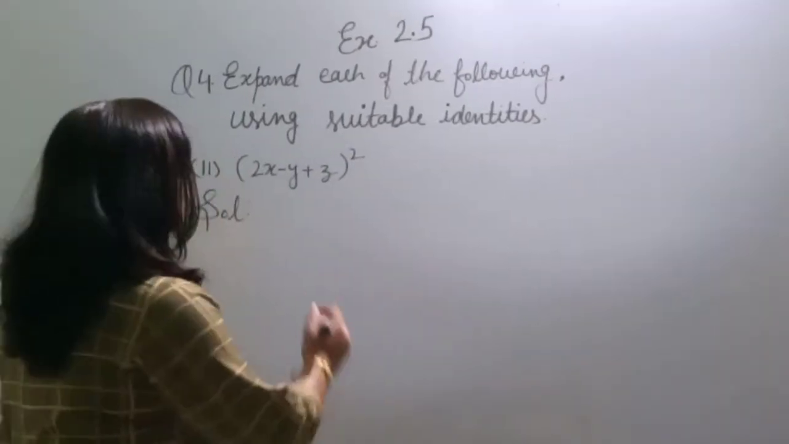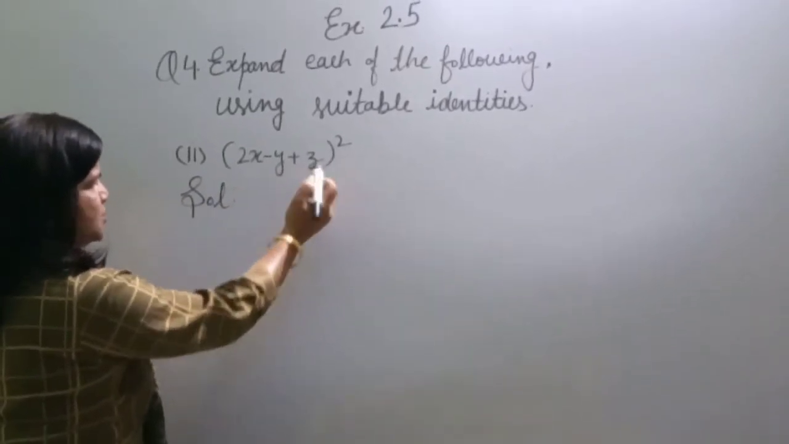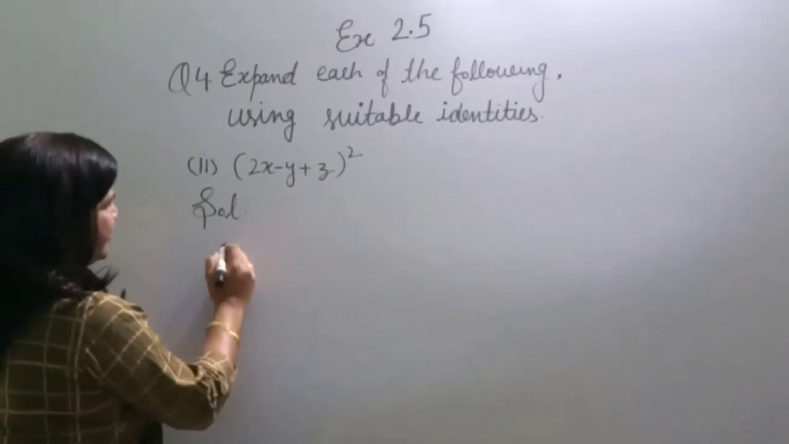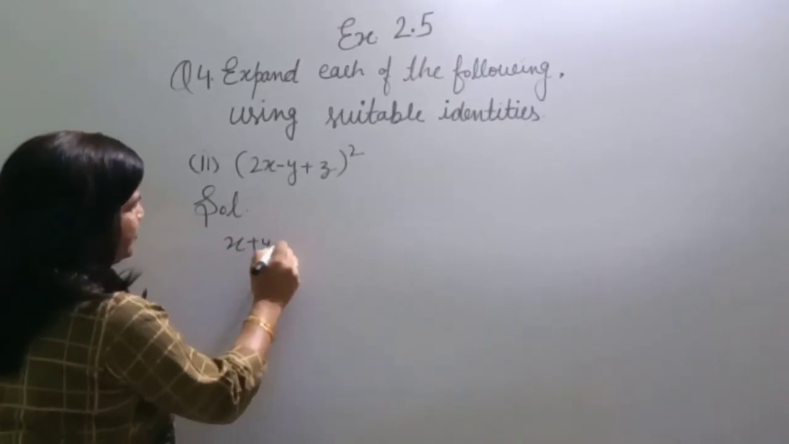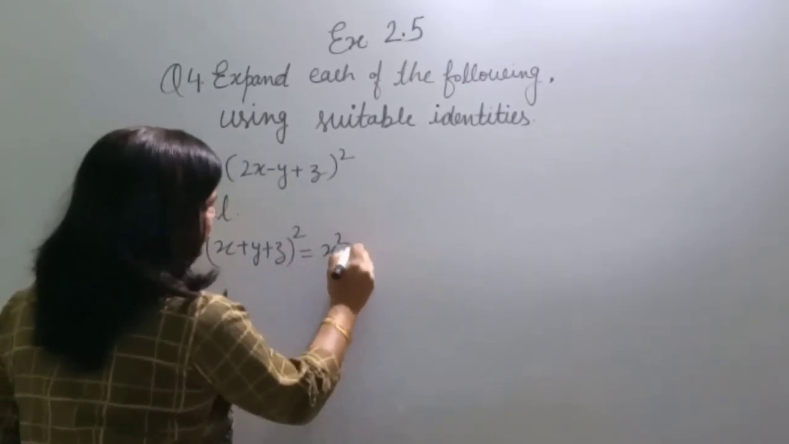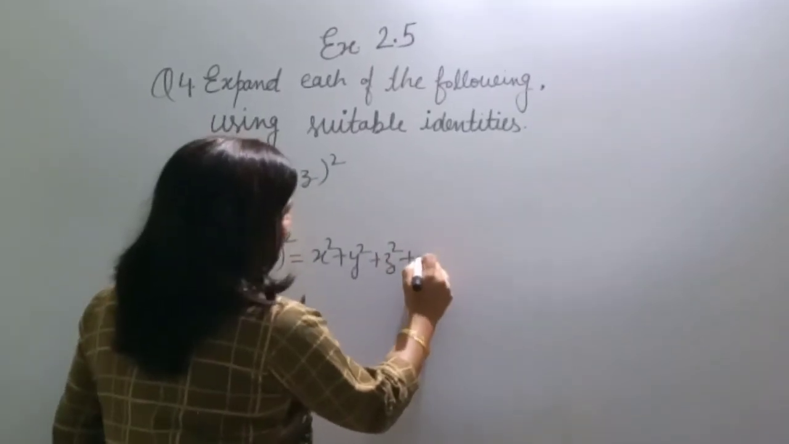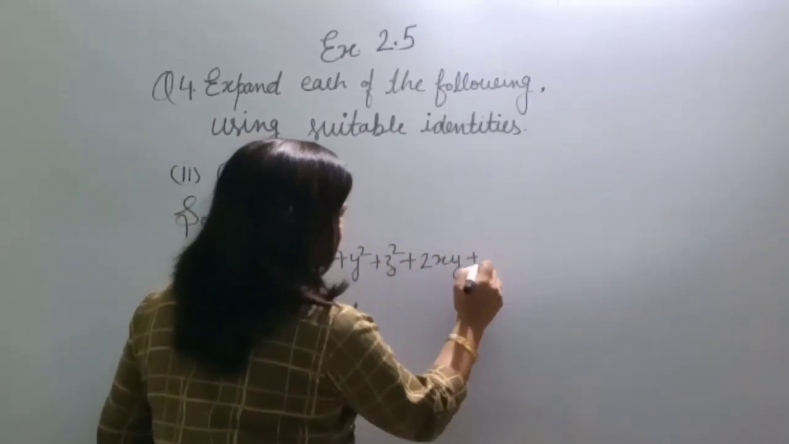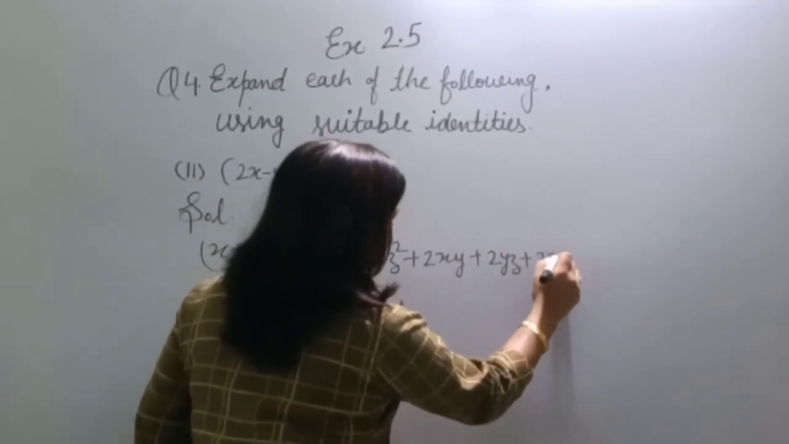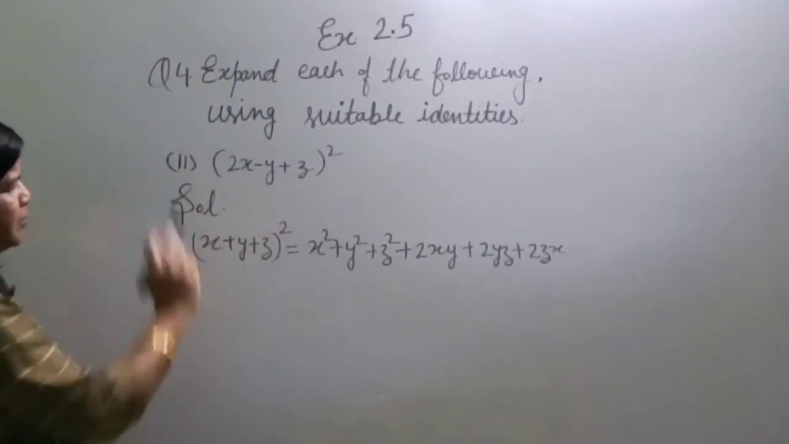Now we will move on to the second part. Here our second part is (2x − y + z)². In this part we will use the same identity: (x + y + z)² = x² + y² + z² + 2xy + 2yz + 2zx. So this is the identity for calculating the expanded form of this part.